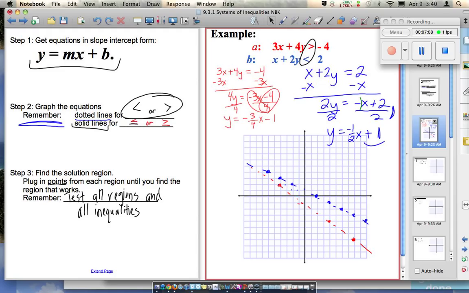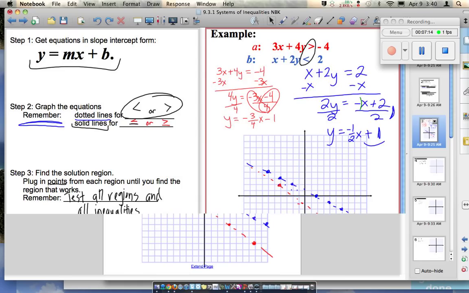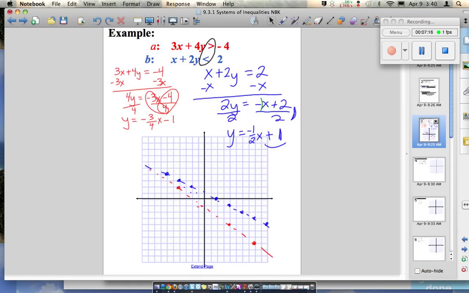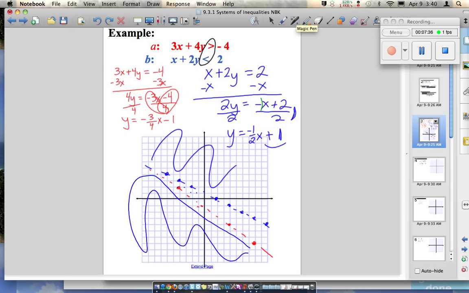And now I have to decide where to shade. So here's what I want you to notice. I want you to notice that there are 3 solutions. So we have a solution set that's in between here. That seems to be in the middle of these lines. Okay, we also have a solution set that seems to be below maybe these lines down here. We also have a potential group of solutions that's maybe above all the blue lines.